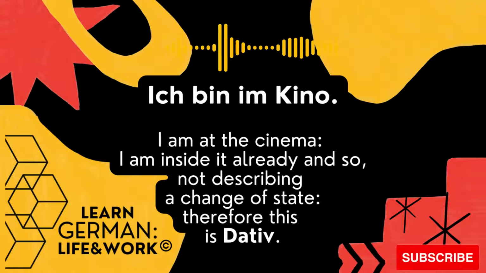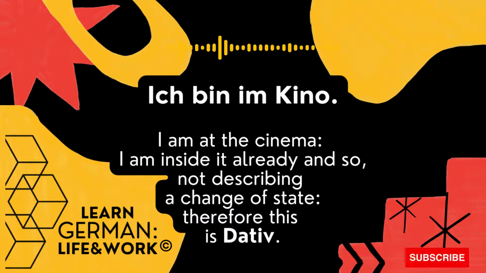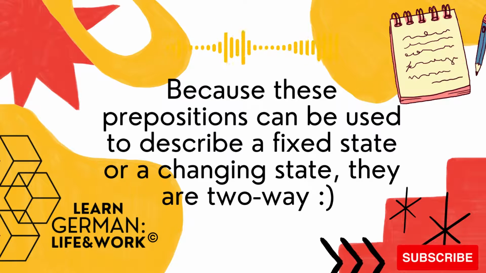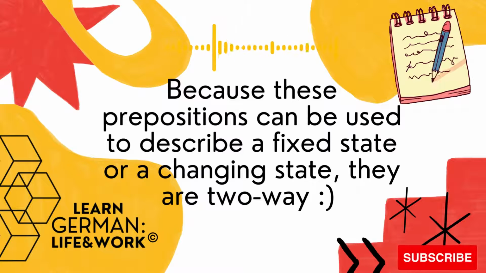Ich bin im Kino. I am at the cinema. I am inside it already and so, not describing a change of state, therefore this is dative. Because these prepositions can be used to describe a fixed state or a changing state, they are called two-way.